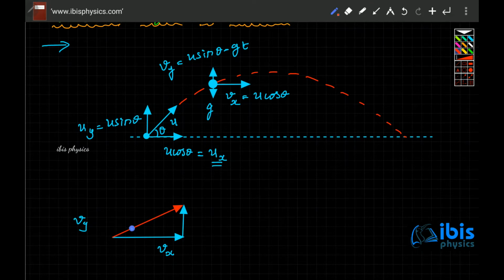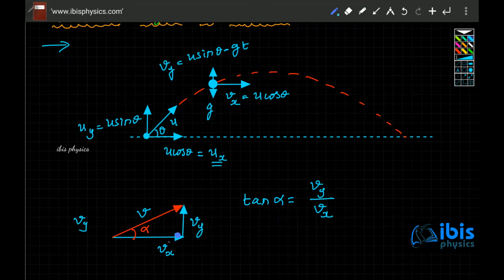The net velocity makes an angle with the horizontal direction. This may not be equal to theta, because the vertical velocity keeps changing, decreasing, hence this angle will keep decreasing. The path gets flattened as it goes up. So let's say that angle is other than theta, let's say it is alpha. If this is vy, you know that this is also vy. What is tan alpha? Tan alpha is equal to opposite side by adjacent side. Opposite side is vy, adjacent side is vx. Hence alpha is the angle made by the resultant velocity with respect to the horizontal.